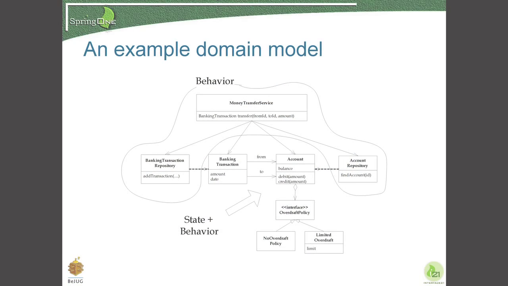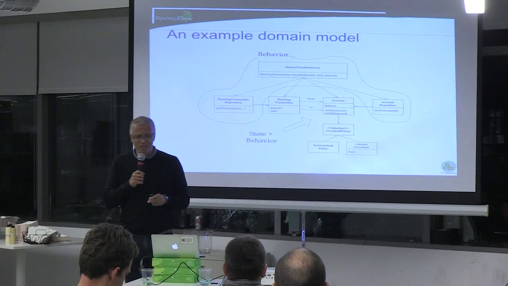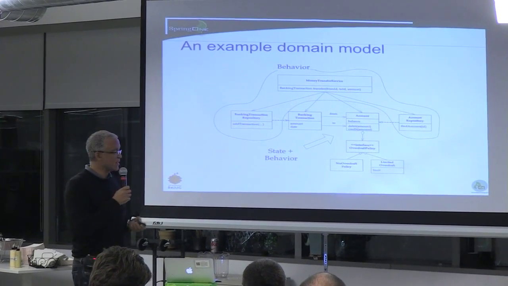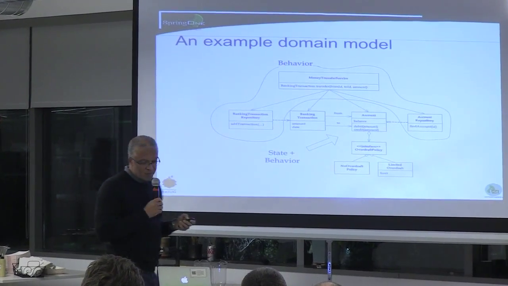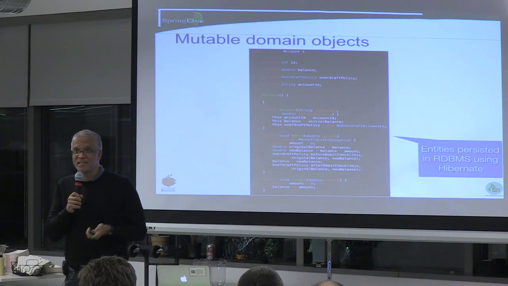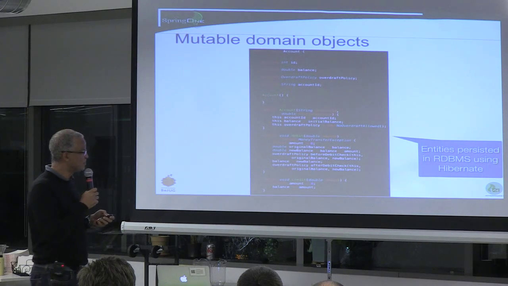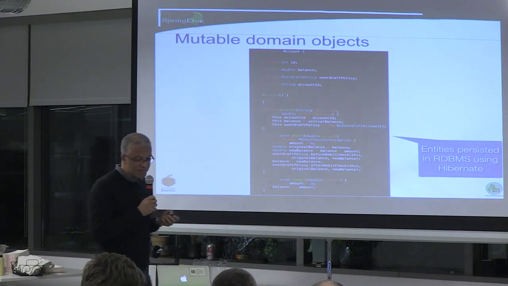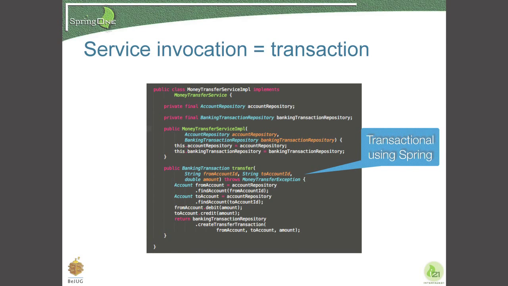This is actually a version from a slide in 2007. So you've got a service, and there's a domain model, a traditional OO kind of domain model where state and behavior are wrapped up inside a bunch of domain objects. If you were to look at the code, it's the standard mutable domain model. You've got the account class and so on. All of the entities are persisted to a relational database using Hibernate. So it's very traditional. The service that's coordinating the transfer between the 2 accounts is made transactional with Spring.